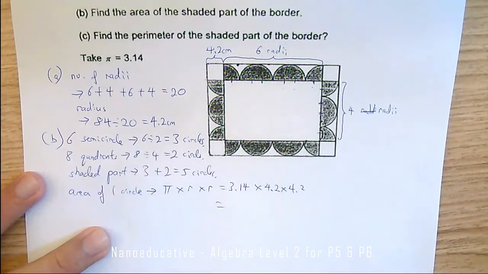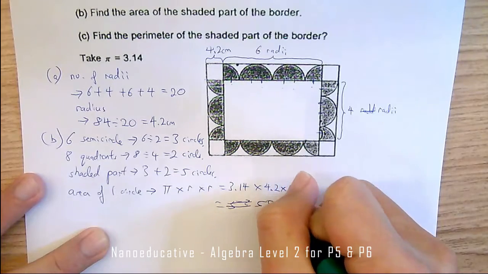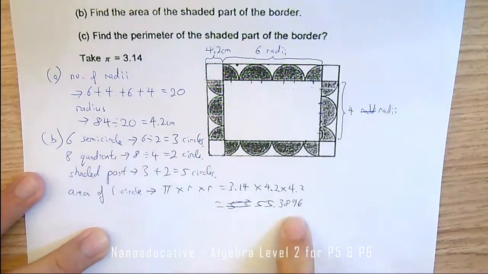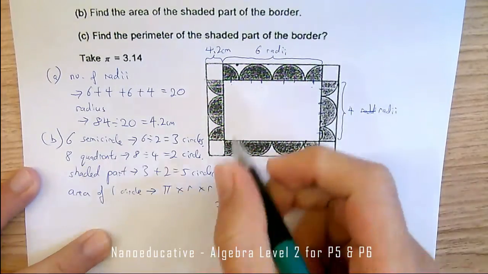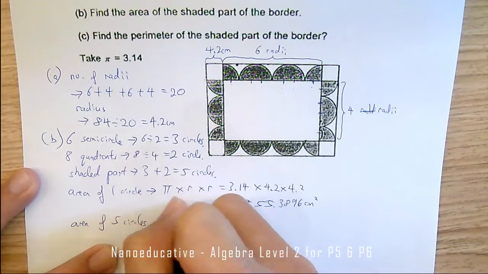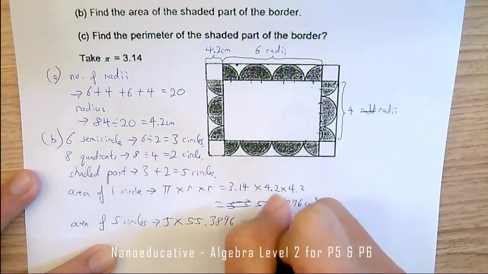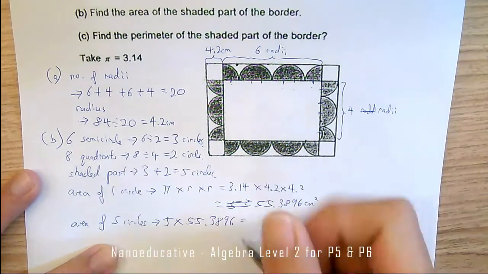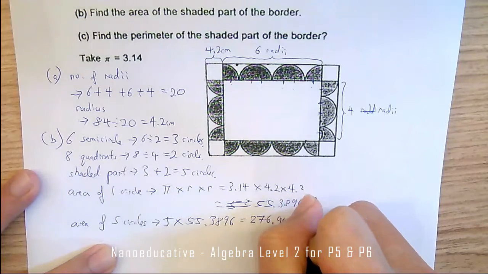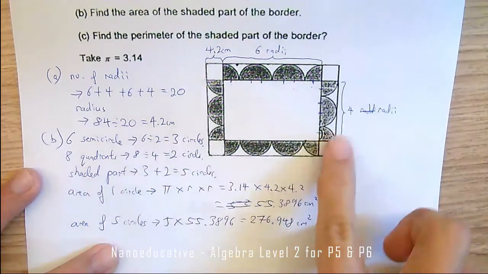Let's just throw this inside a calculator. 3.14 multiplied by 4.2 multiplied by 4.2, and that will give us 55.3896 cm squared. Now I want to find the area of 5 circles. So the area of 5 circles will be 5 times 55.3896, and that will give us 276.948 cm squared. So this is the area of our shaded portion.